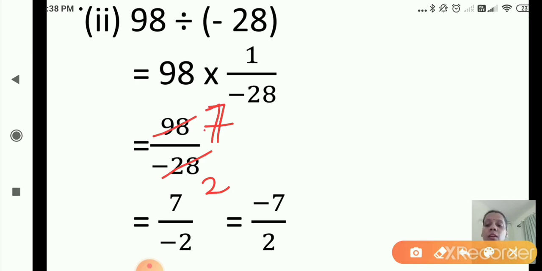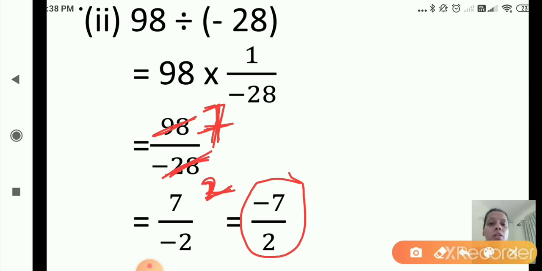For these also you should know the tables. Then only you will come to know whether the numbers are divisible by which numbers. So 98 divided by minus 28, both the numbers are there in the 14th table. 14 7s are 98 and 14 2s are 28. So the answer is 7 upon minus 2, that you will write down as minus 7 upon 2. So this is the answer. I hope you are clear with this sum.